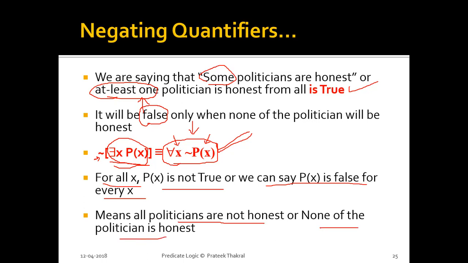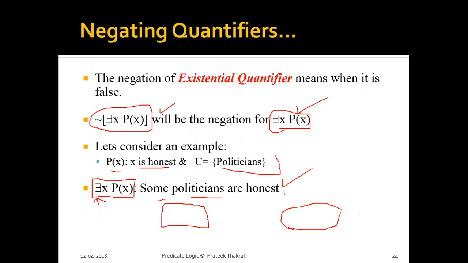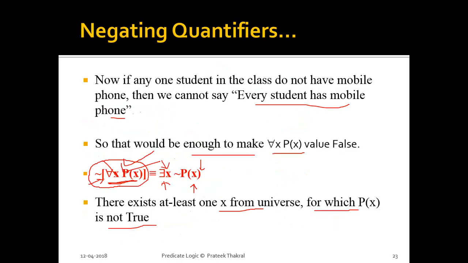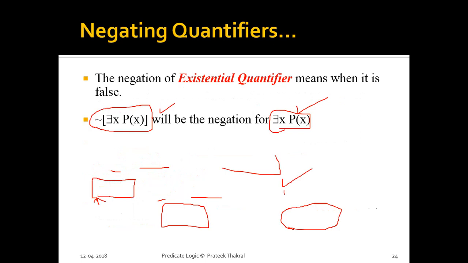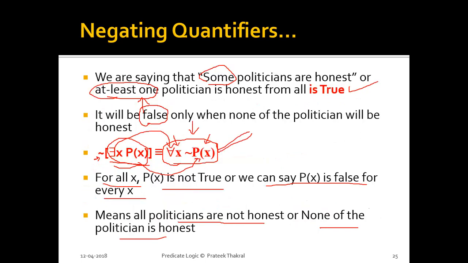So we can remember this by: if we want to do the negation of any quantifier, simply the sign changes. Here, from the existential quantifier we get the universal quantifier, and a negation symbol is added in front of the predicate. And similarly, if we want to do the negation of the universal quantifier, the universal quantifier is changed to the existential quantifier, and a negation symbol is added in front of the predicate. So this is how the negation of the existential quantifier and the universal quantifier is obtained.